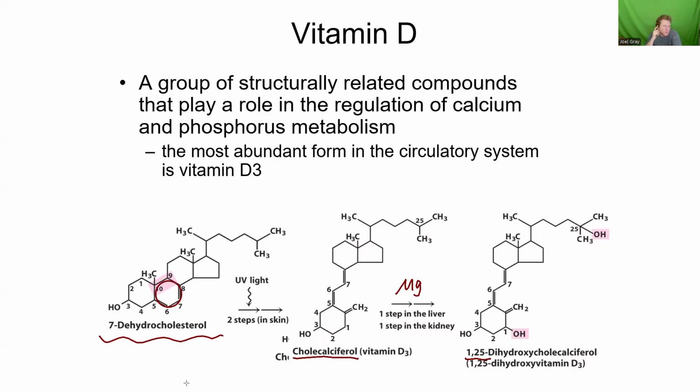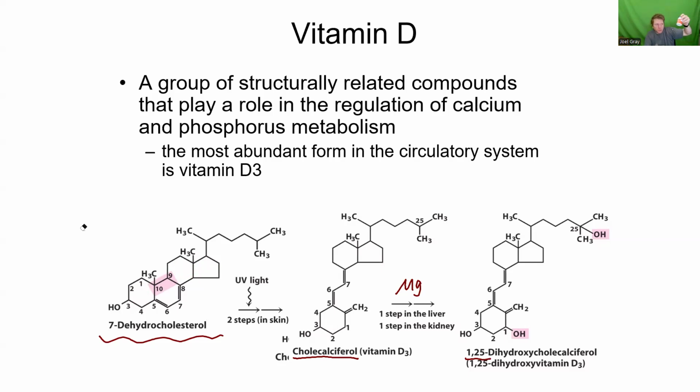Whenever it breaks that ring open, what's left behind is what was known as my A ring right here, and then my C and D rings. My B ring is opened up. As soon as that B ring is opened up with the help of the UV light, that's when the 2 enzymes, one in my liver and one in my kidney, can act on the remaining cholecalciferol, the vitamin D3.